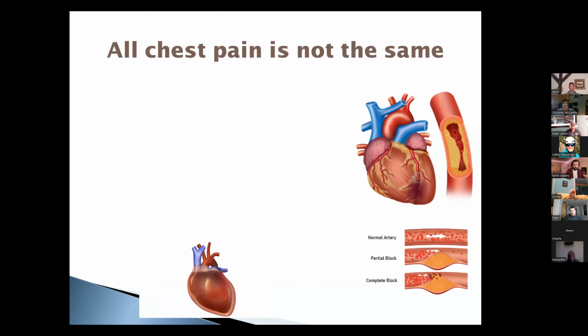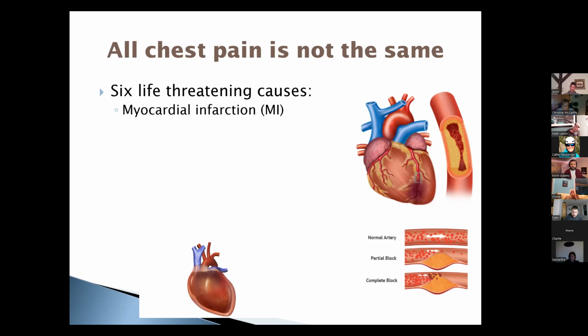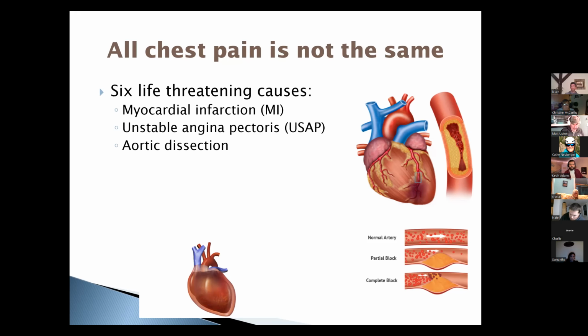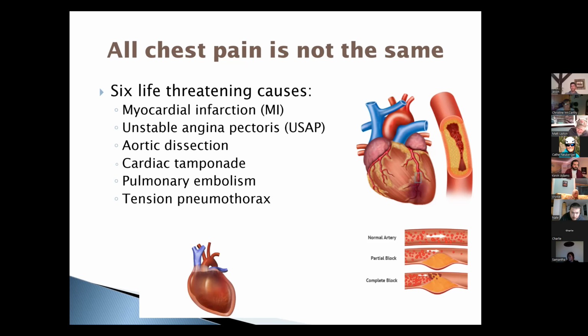And not all chest pain is the same. So some of the 6 life-threatening causes of cardiac chest pain, we've got the classic myocardial infarction, the MI, also known as a heart attack. We've got unstable angina pectoris. An aortic dissection. Cardiac tamponade, a PE, which we already talked about, pulmonary embolism, and a tension pneumothorax.